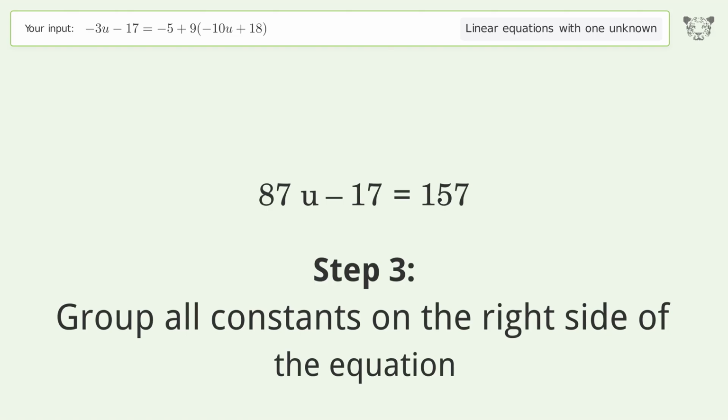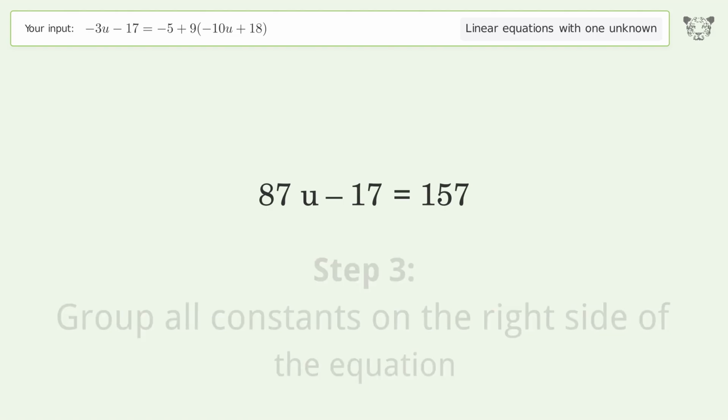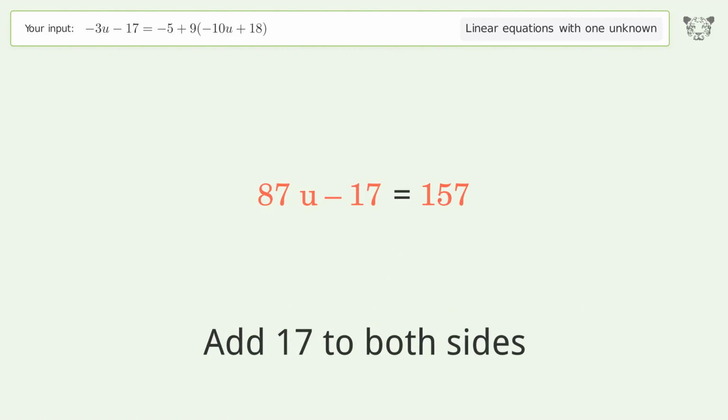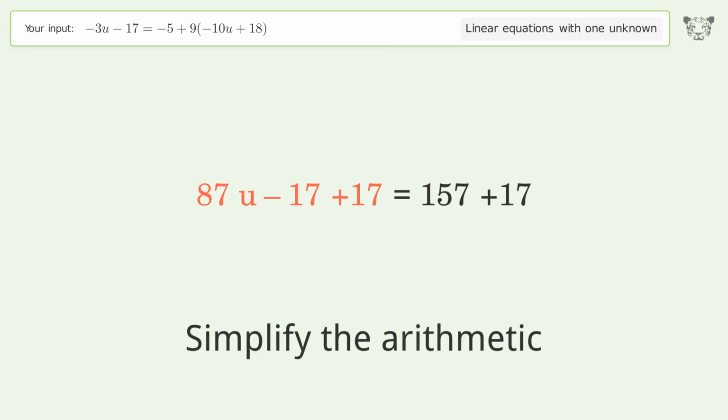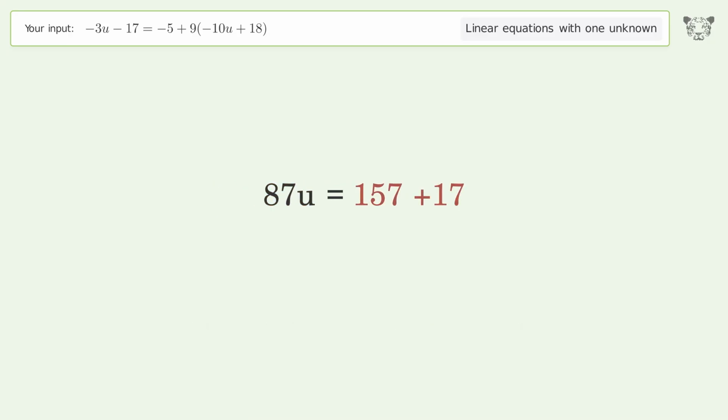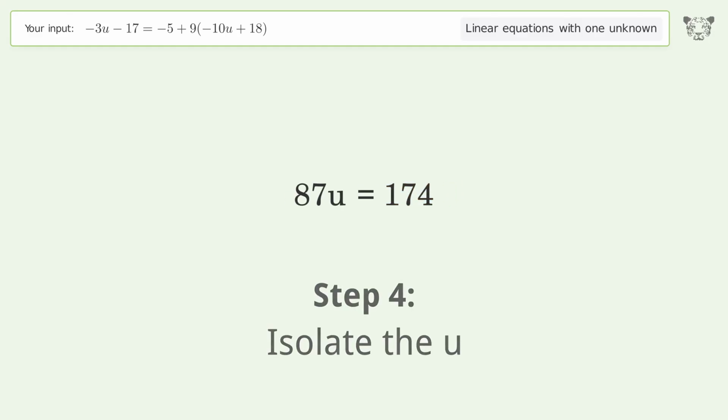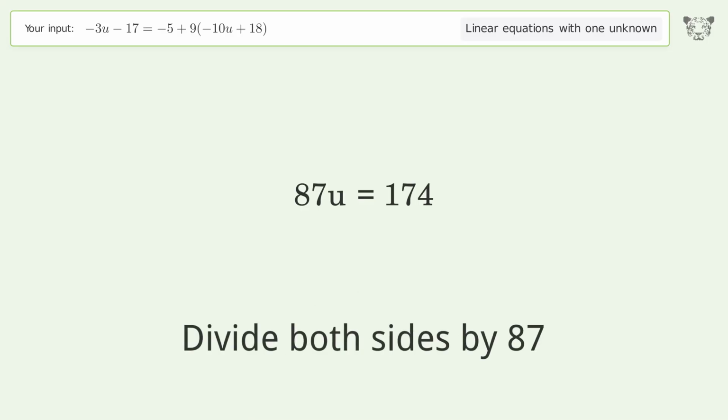Group all constants on the right side of the equation. Add 17 to both sides. Simplify the arithmetic. Isolate the u. Divide both sides by 87.